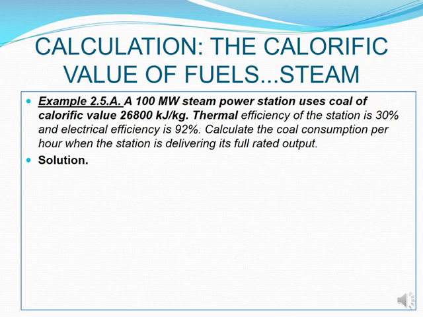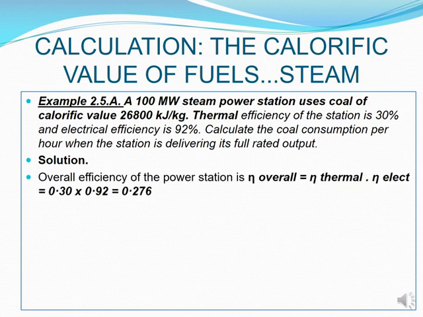So the last example of this module and the last slide: we're given an example where you've got a 100 megawatt power station. This station uses a coal with a calorific value of 26,800 kilojoules per kg. It's got a thermal efficiency of 30% and an electrical efficiency of 92%. And they want you to calculate the consumption per hour.